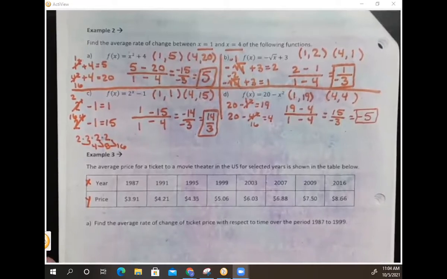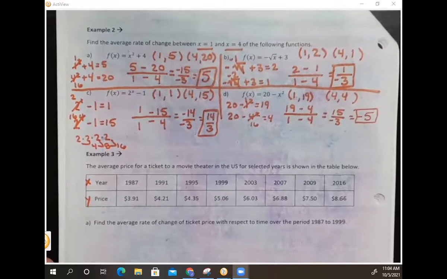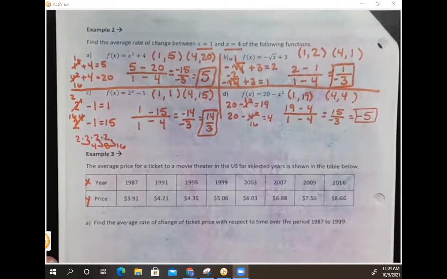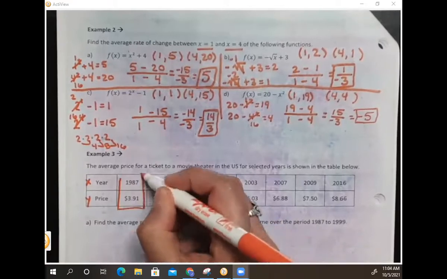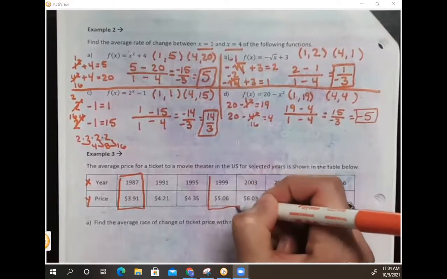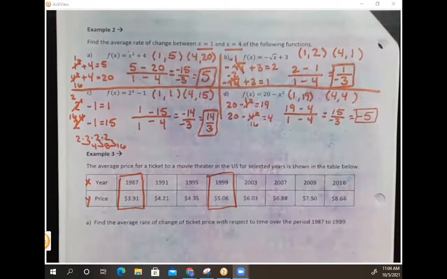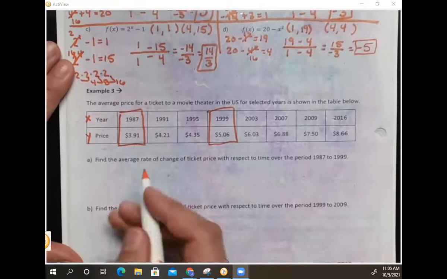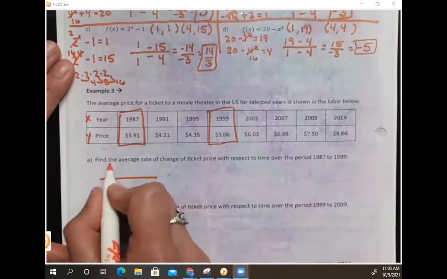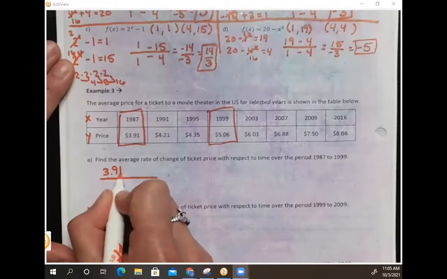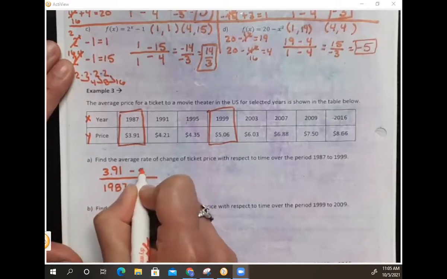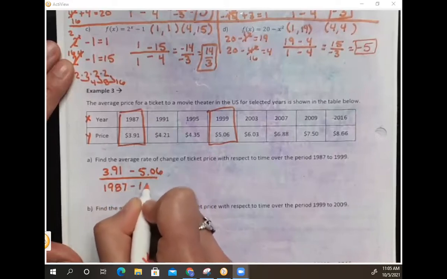A says find the average rate of change of ticket price with respect to time over the period from 1987 to 1999. Okay, so 1987 is here, 1999 is here. I'm going to find the slope between these 2 points. Remember, the x values are on top here, so I'm going to have to flip this when I set up my slope. So this would be 391 over 1987 minus 506 over 1999.